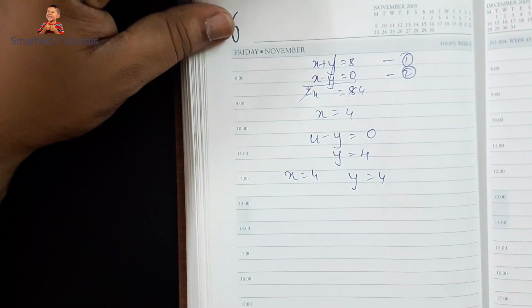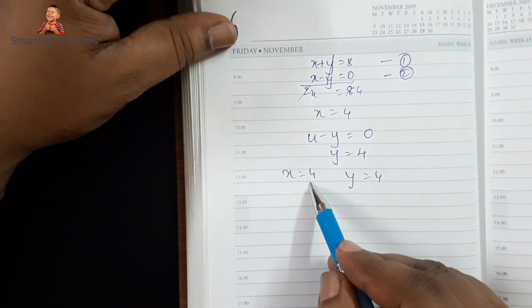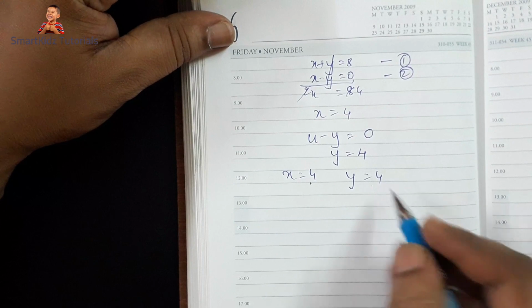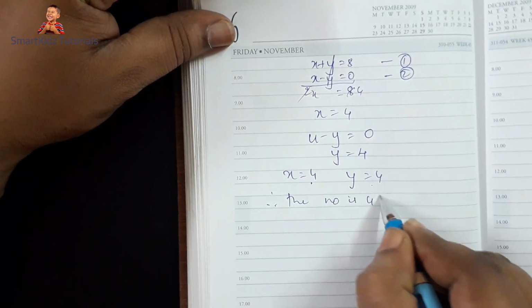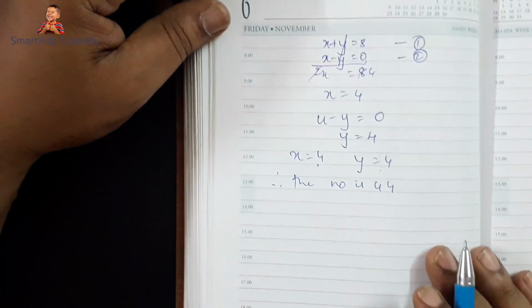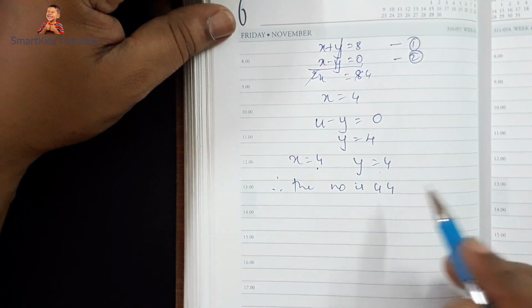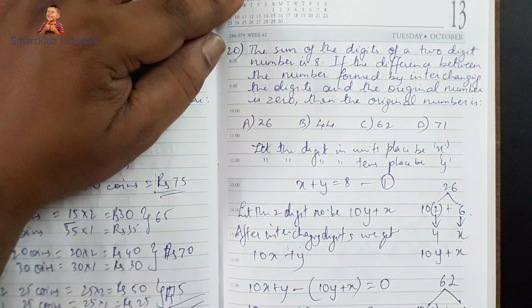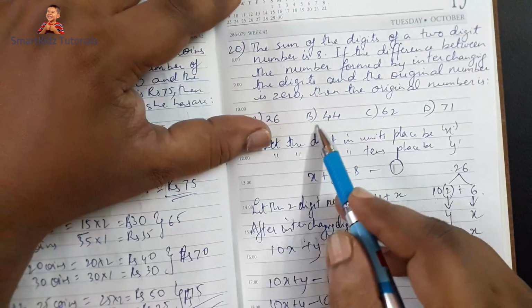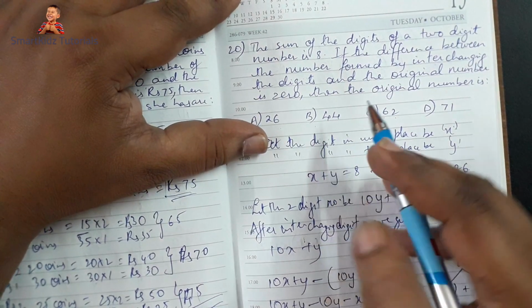So the digit in the units place was 4 and the digit in the tens place was 4. That means therefore the number is 44. So even after interchanging, it will be the same. That's why 44 minus 44 is 0. So the correct option is B.